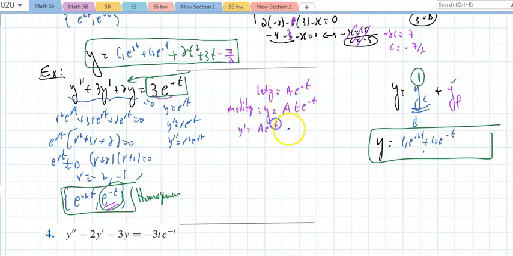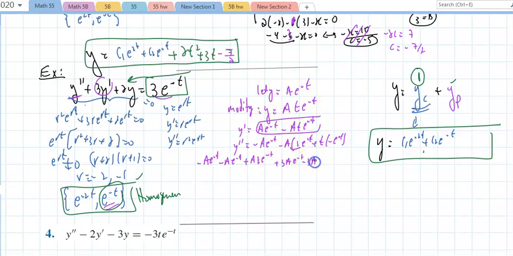And now you say, let's take y prime. That is a e to the negative t minus a t e to the negative t. Y double prime is negative a e to the negative t minus a times the product rule: derivative of the first times the second, plus the first times derivative of the second. So y double prime is negative a e to the negative t minus a e to the negative t plus a t e to the negative t, plus 3y prime, plus 3a e to the negative t minus 3a t e to the negative t, plus 2 times y, and that must equal 3e to the negative t.